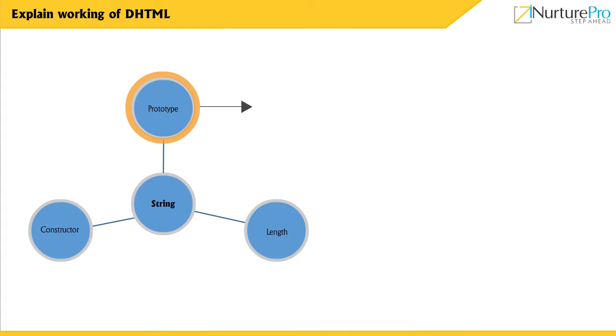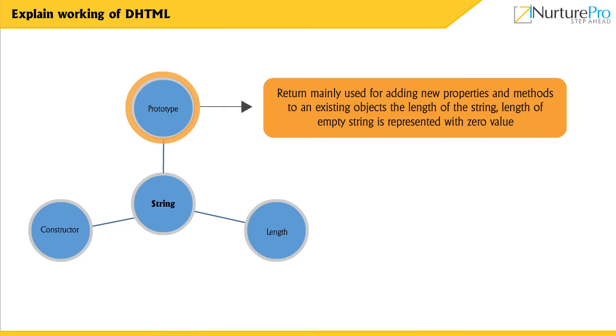And the last one is the prototype property. Prototype is also an object. The prototype property is mainly used for adding new properties and methods to an existing object. All JavaScript objects inherit their properties and methods from their prototype.